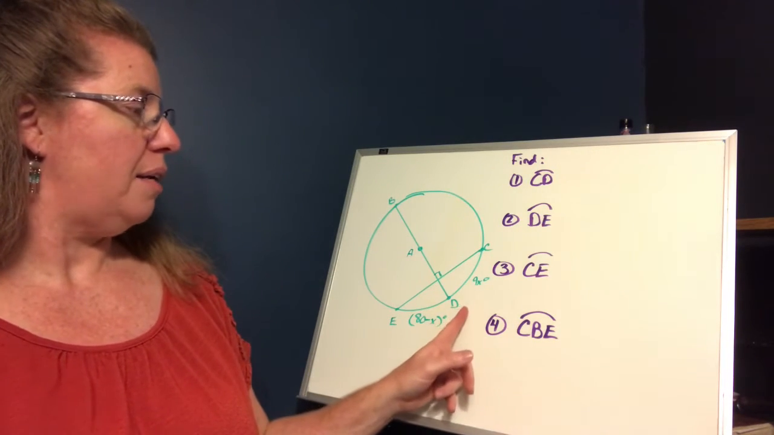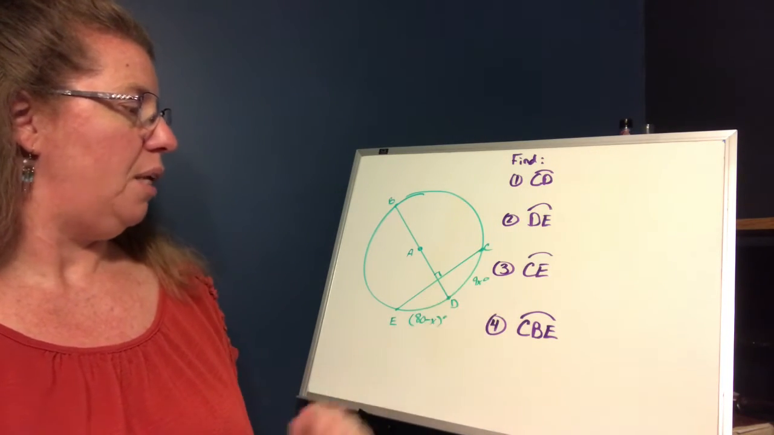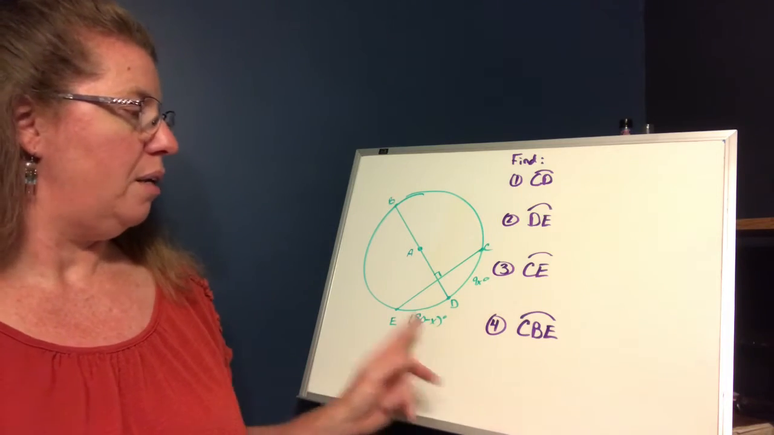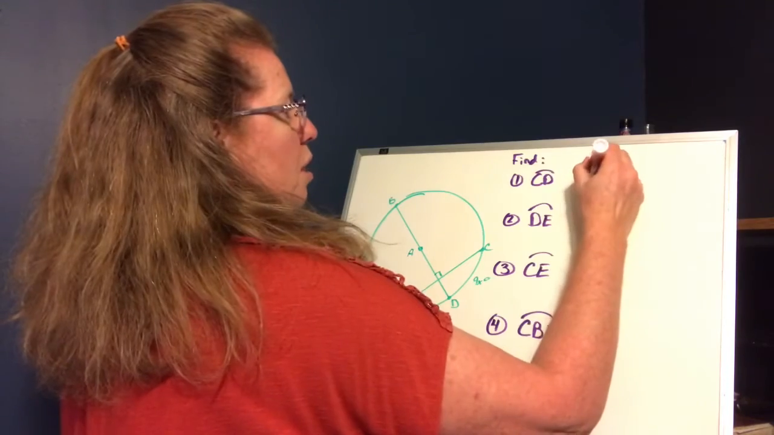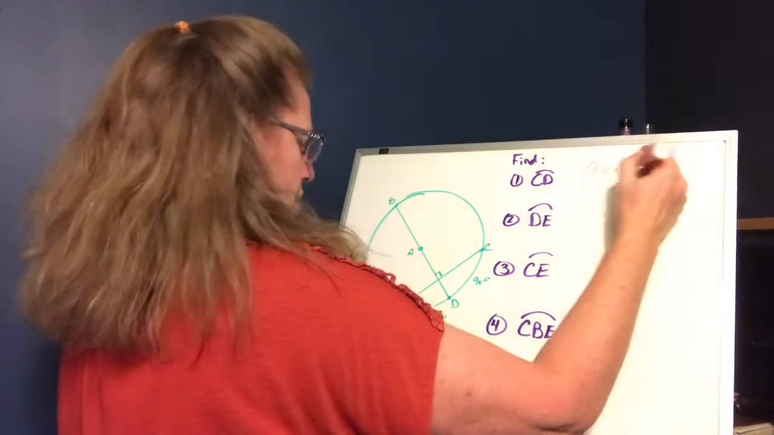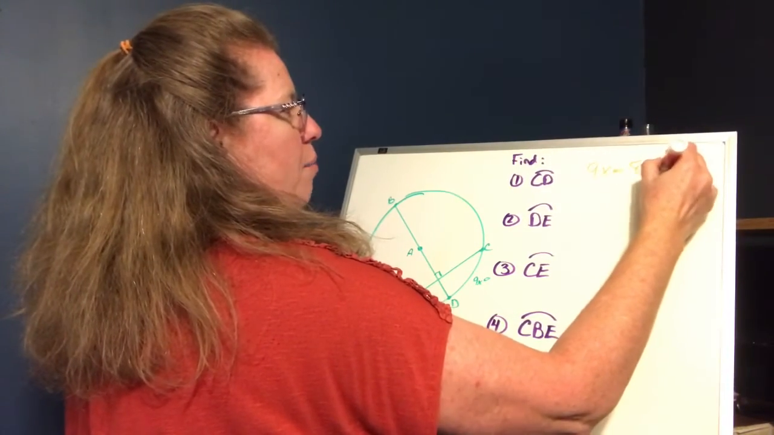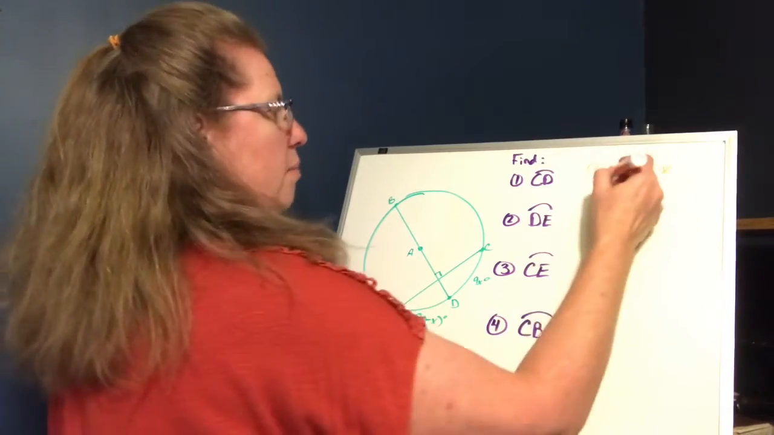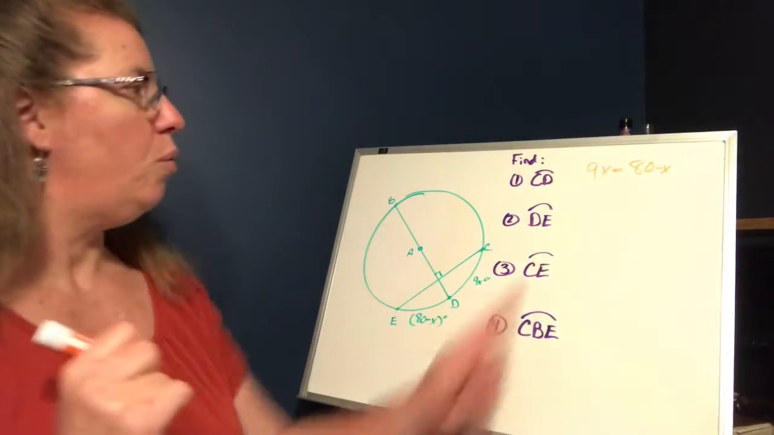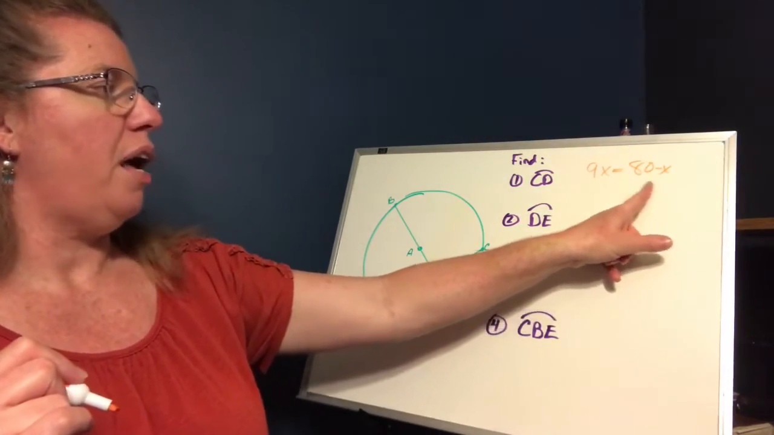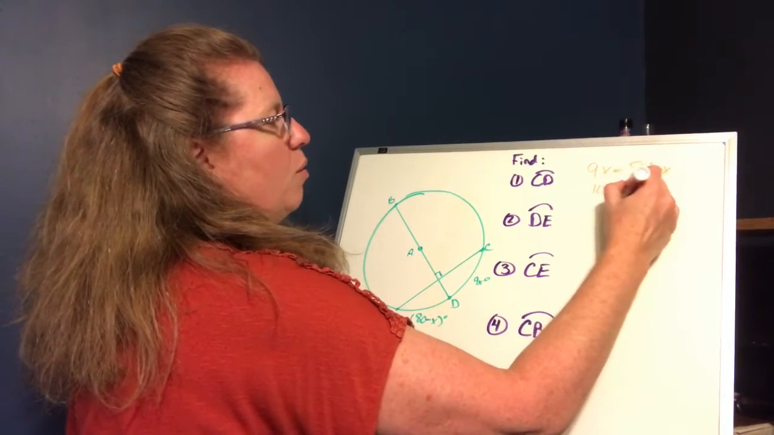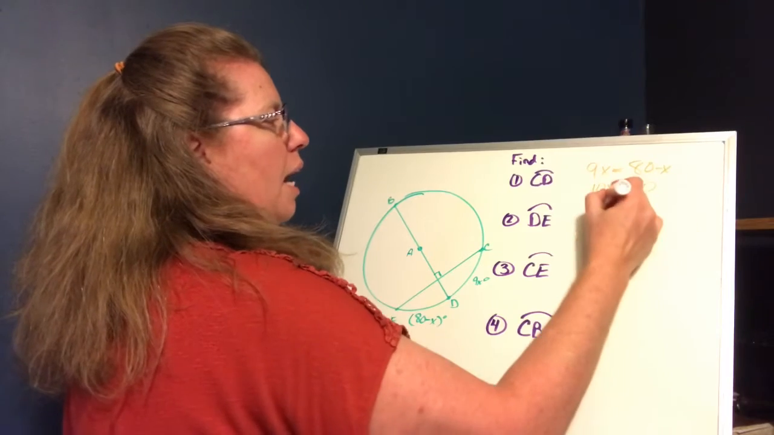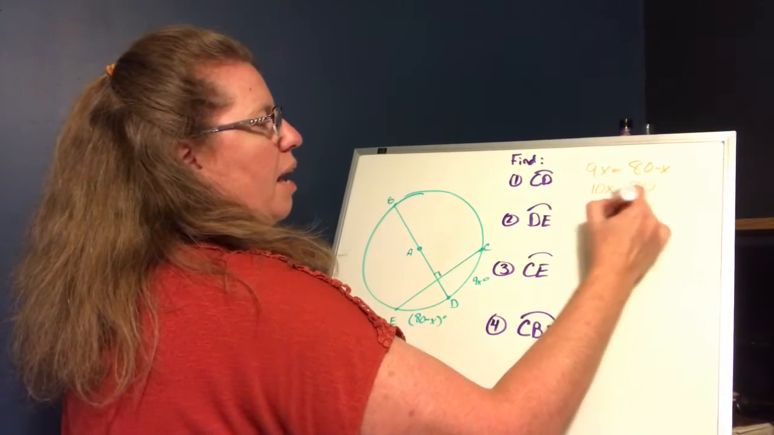So they're going to ask us, how do we find CD? We know they are congruent, so that means that we can set our two expressions equal. 9x equals 80 minus x. All right, so we're going to go ahead and solve for x, add x to both sides. We wind up with 10x equals 80, and x then is 8.